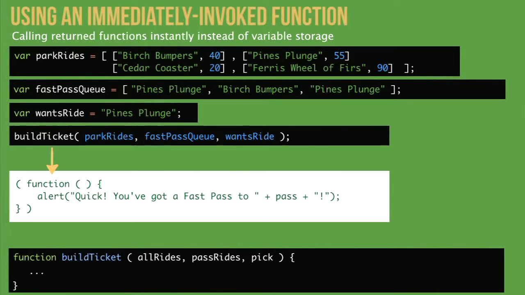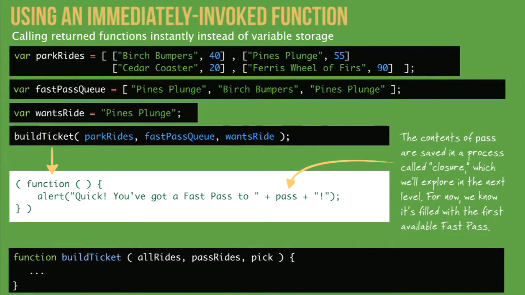And nothing happens. Even though we got this function returned from buildTicket, nothing has actually called the function that got returned. Now, if you look inside that function body, you can see the pass variable. The contents of that pass variable are saved in a process called closure. And we're going to look at that in the next level. But for now, you just know that inside of this function body, we have the first available FastPass, which is Pines Plunge. So again, we've got this function expression, but we need more in order to call that function expression immediately. So let's see what we need.